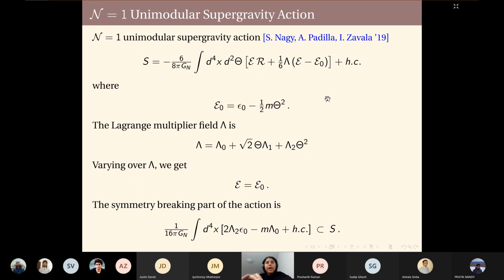And as in the case of unimodular gravity, over here also, this last term, which is lambda epsilon naught, breaks the diffeo invariance. But this time we also have supersymmetry. So actually both the symmetries are getting broken. This action is still invariant under a subset of diffeomorphisms as before. But now we have two symmetries to restore. And though initially the symmetry breaking part is lambda epsilon naught, when you multiply these superfields and write out all the components explicitly, these are the terms which break the symmetry.